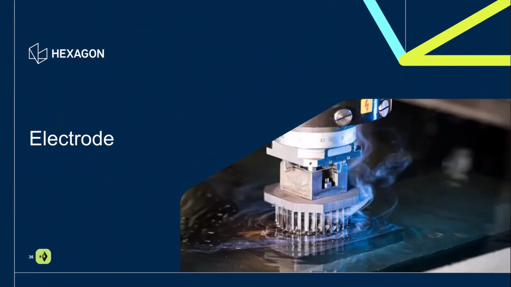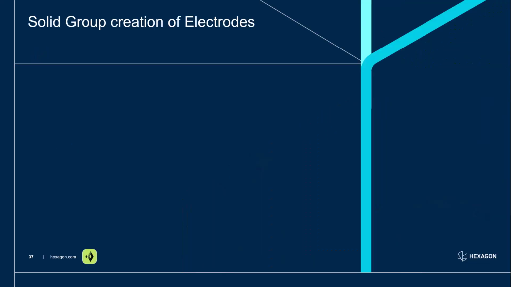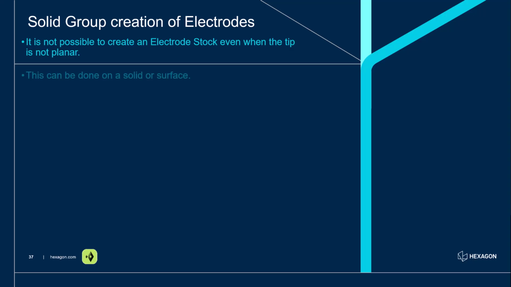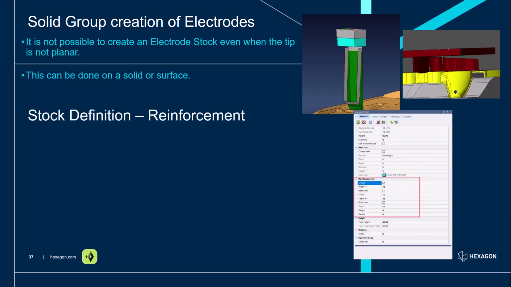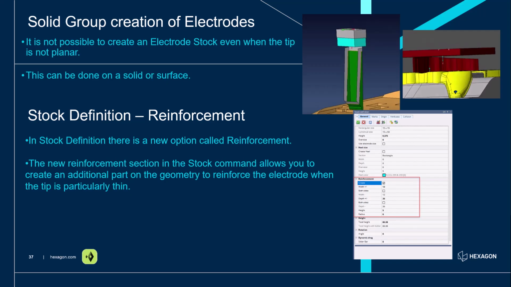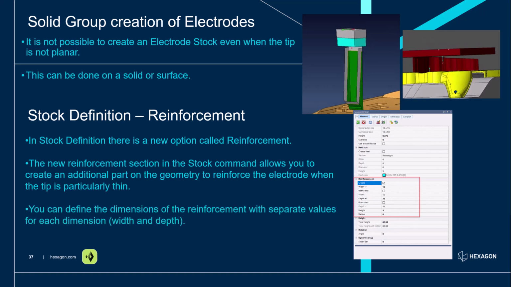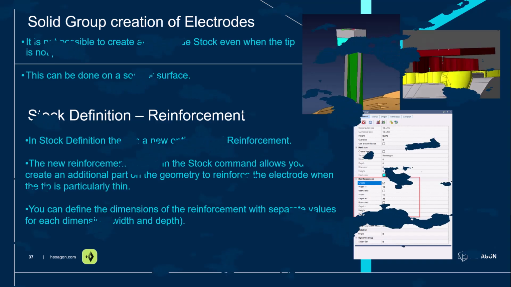And now let's talk about electrode and what is new within electrode. So we'll start with solid group creation for electrode. It is now possible to create an electrode stock off of a tip that is not planar. This can be done with solid or surface data. Within stock definition, there is a new module called reinforcement. This reinforcement allows you to create an additional part on the geometry to reinforce the electrode when you have a particularly thin area. You can define the dimensions for the reinforcement as separate values if needed as well, and in the video we're going to showcase these features.